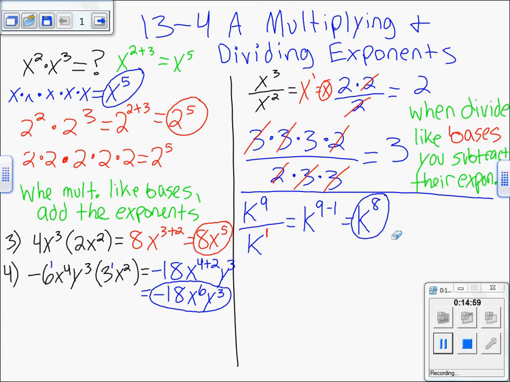Now, keep in mind, even if you have numbers, it still works. For example, 5 to the 3rd power divided by 5 to the 2nd power. That's not a good enough example. Let's say 5 to the 6th power divided by 5 to the 2nd power. You have common bases. The common base is 5, so you just have to subtract. 6 minus 2 is 4. So the answer to this question is 5 to the 4th power, and that's the simplified answer using exponents.